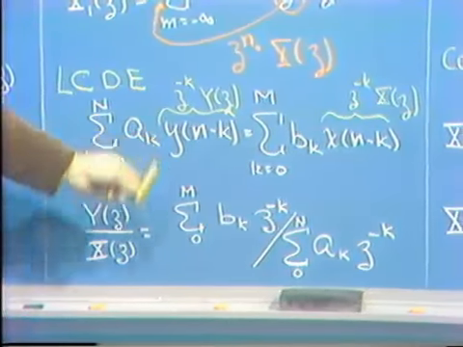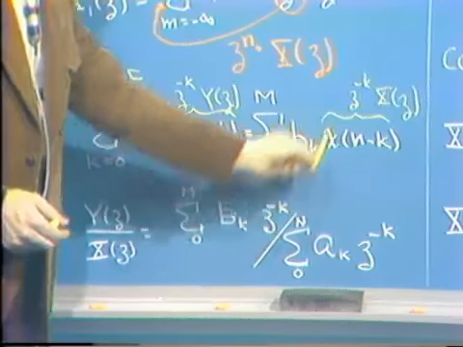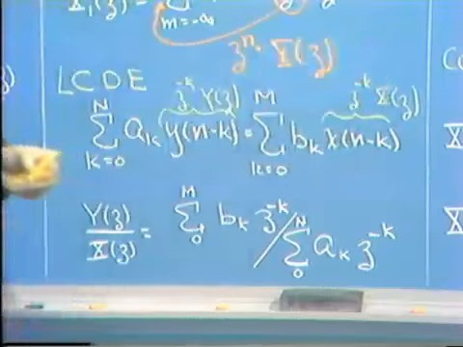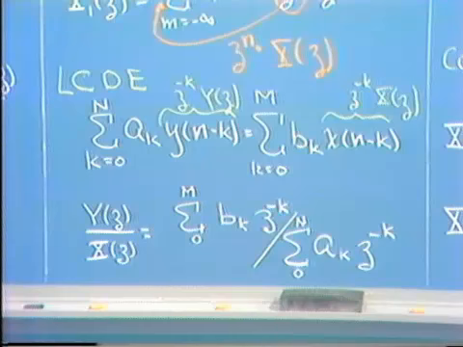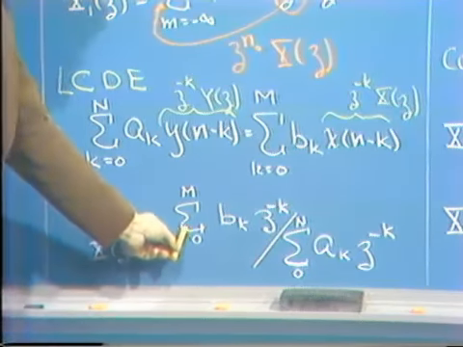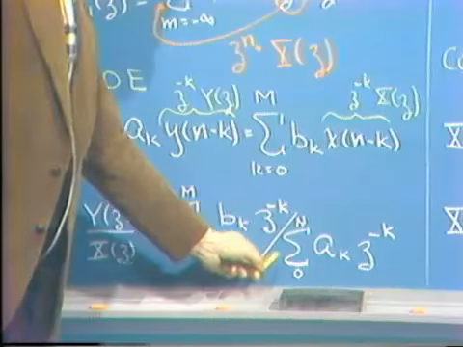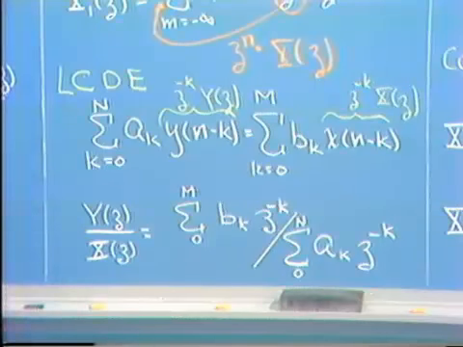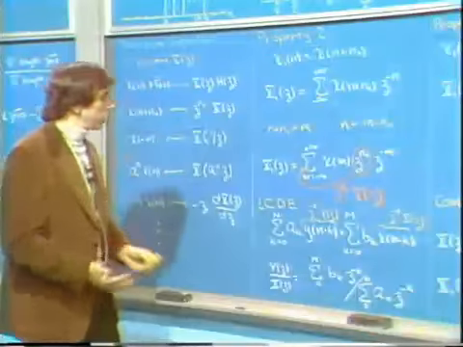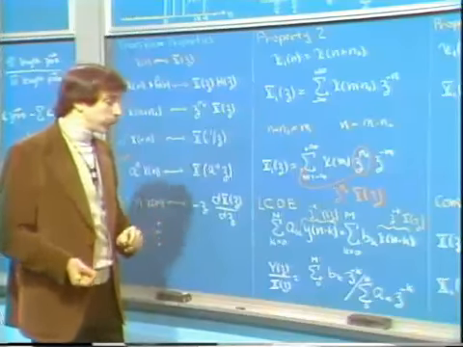Consequently, the sum of a sub k, z to the minus k y of z, is equal to the sum of b sub k, z to the minus k x of z. If we solve that equation for y of z over x of z, which is the system function, then we end up with the sum of b sub k z to the minus k divided by the sum of a sub k times z to the minus k. And there are a couple of important observations. One is we ended up with a rational function, which is what we expected, or what I said we were going to get.